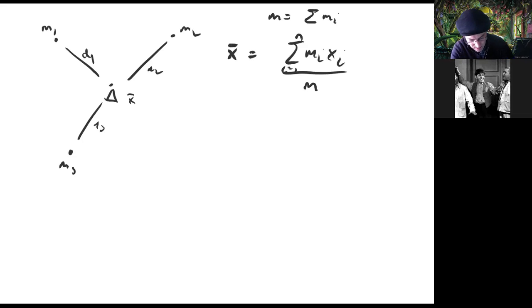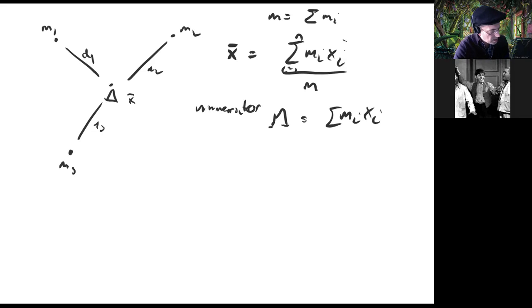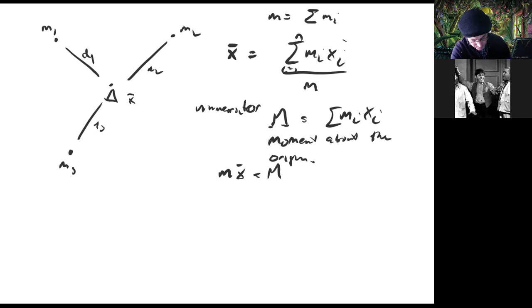The numerator of this expression, we'll call it capital M. That's the weighted average. This is the moment. It's called the moment about the fulcrum, about the origin. Okay, and then the formula is that little m times x bar is big M.